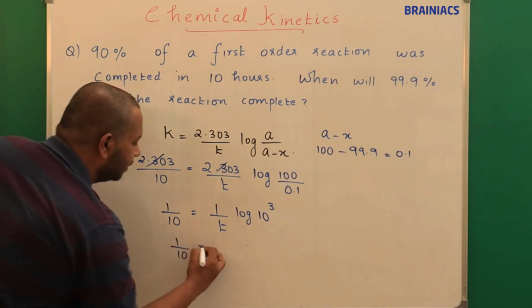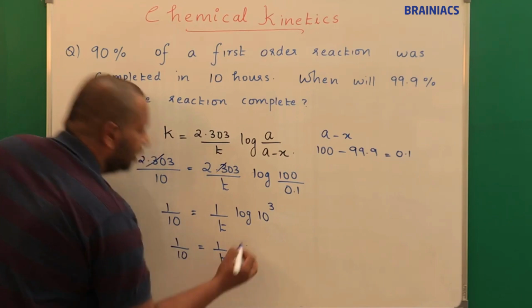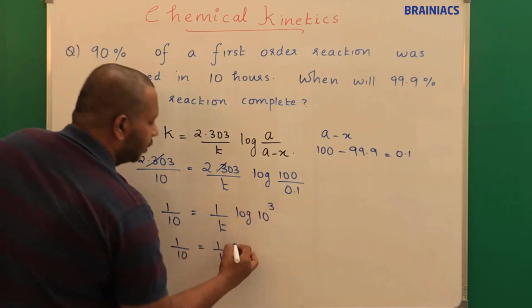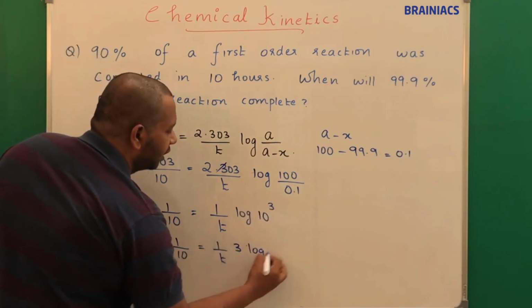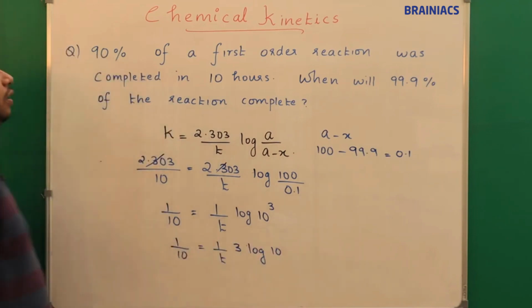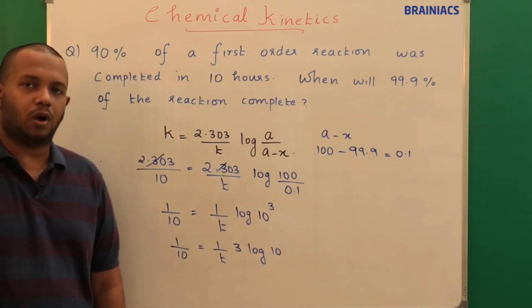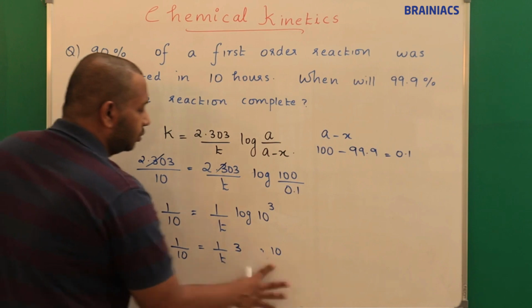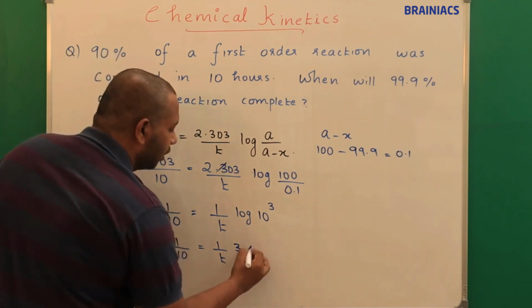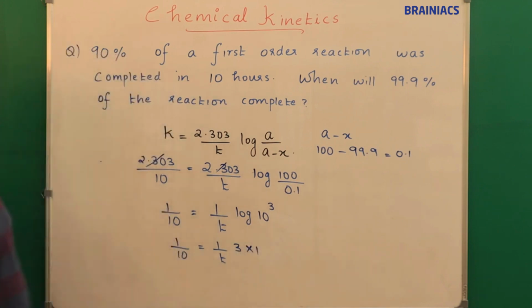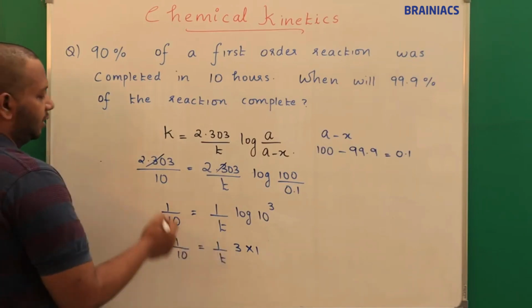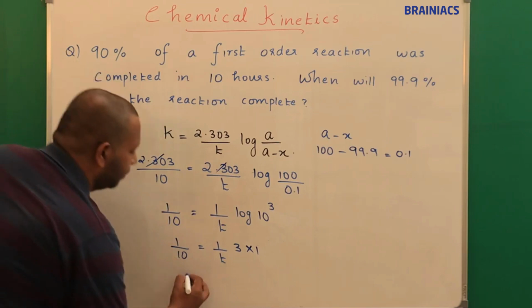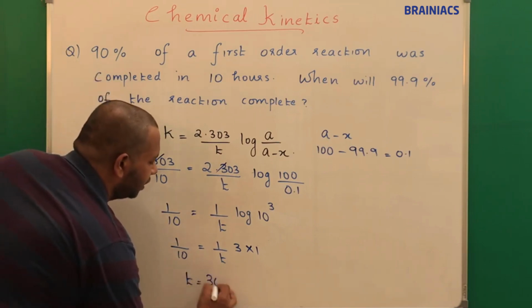If it is 10 cubed, again how I can write? 1 by 10 is equal to 1 by t. I know 3 log 10. We already know that log 10 is what actually? 1. So I can remove this and keep it here 1. So now tell me, so 3 by t is equal to 1 by 10. So that means t is equal to 30 hours.